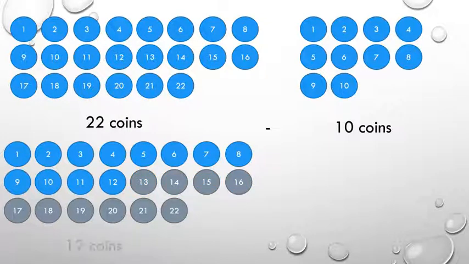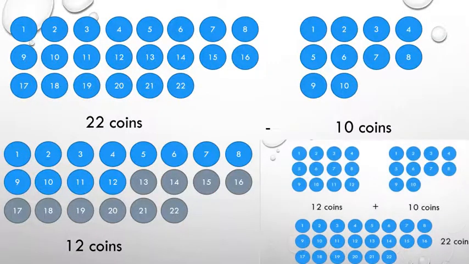So I have already removed 10 coins. And the answer will be 12 coins. Okay? Basically, we removed the 10 coins already, so you will be left with only 12 coins. So if you remember earlier, we had 12 and 10 coins reversal to 22 coins. So basically, as mentioned earlier, addition and subtraction are reversals of each other.